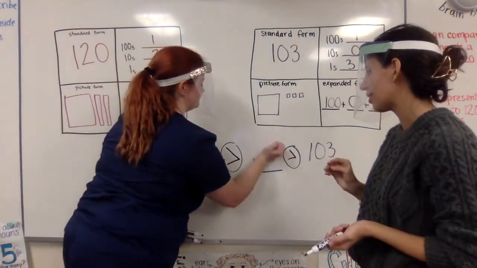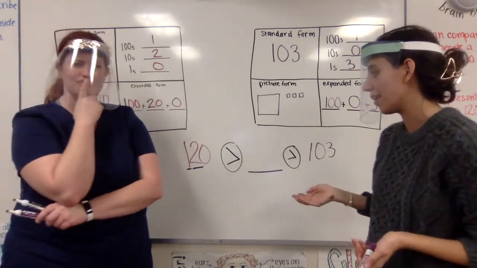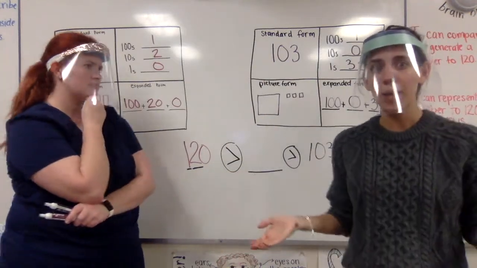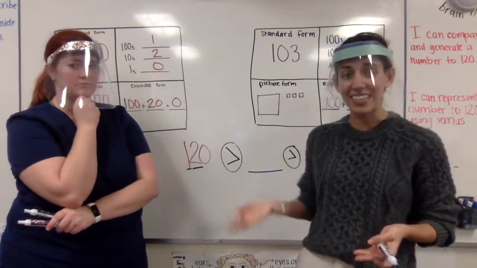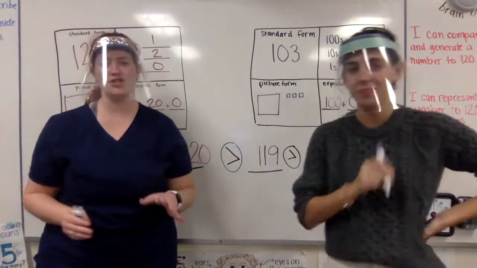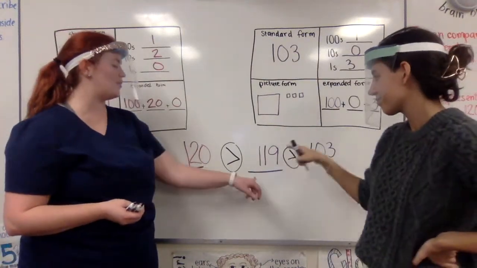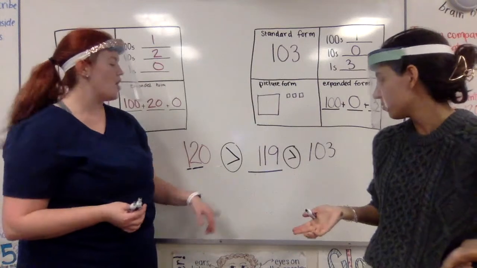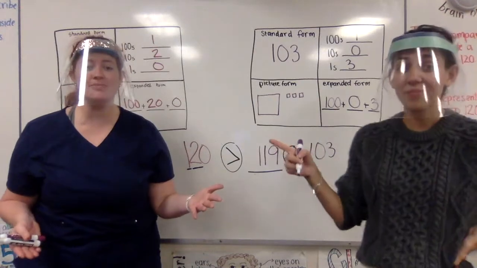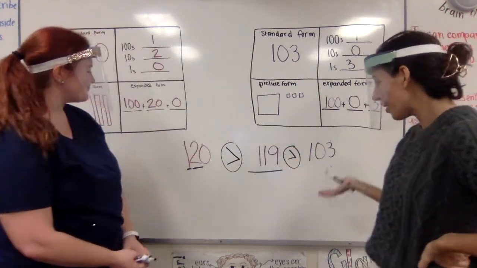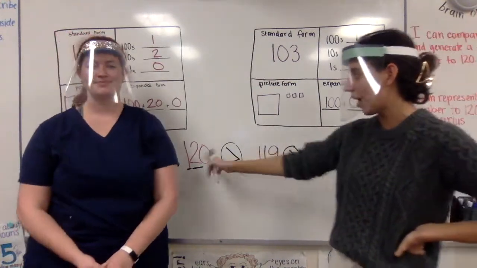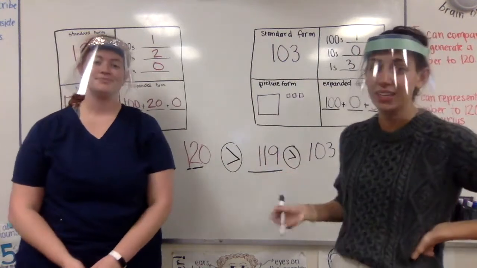So we're going to have to come up with a number that's less than 120. This is a challenge. Well, if we need a number that's less than 120, maybe we could do 119. That comes right before 120. Okay, let's see if this number makes it true. 120 is greater than 119. Yeah, that's true. Okay. 119 is greater than 103. Oh, that's also true, Miss Lestico. That's true. I can tell that's true pretty fast because this has a 0 in the tens place and this has a 1 in the tens place. And your number has a 2 in the tens place and this only has a 1 in the tens place.